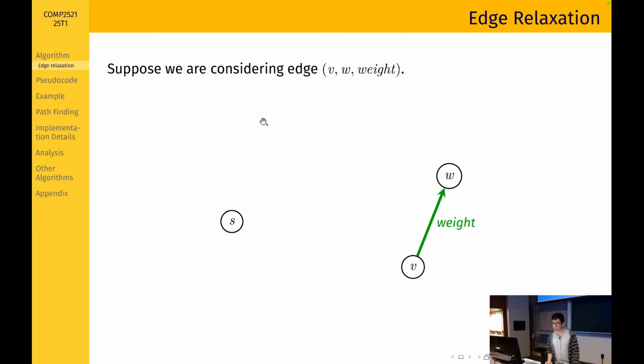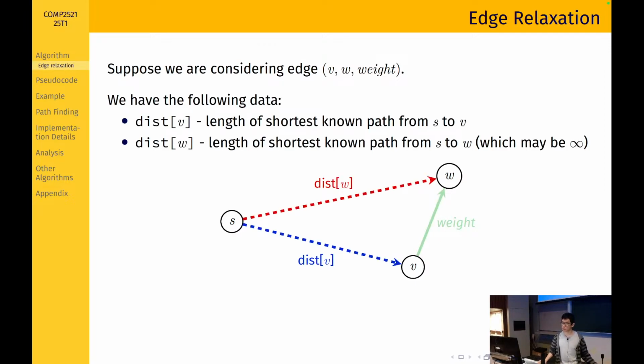Okay, so during the algorithm, we're going to be considering edges. Right, so suppose we are considering this edge here from V to W, and suppose that S is our starting vertex. It's our source vertex. Okay, so when we're considering VW, we'll have calculated some information already, right? So distance V is going to be the length of the shortest known path from S to V. Distance W is going to contain the length of the shortest known path from S to W. And it might be infinity because we might have not found the path to W yet.